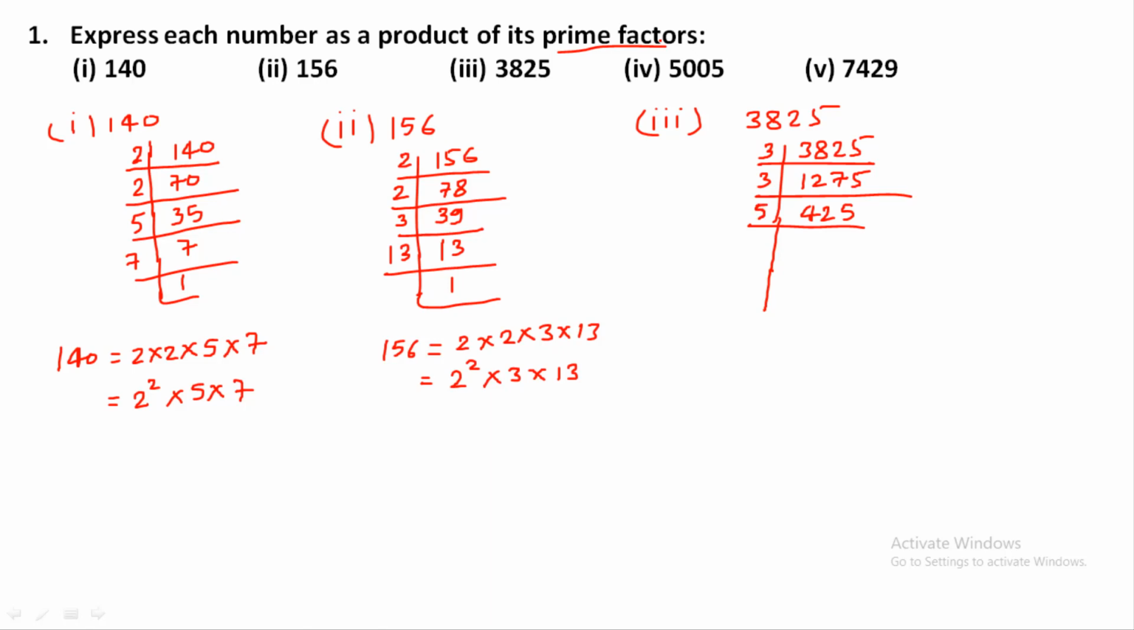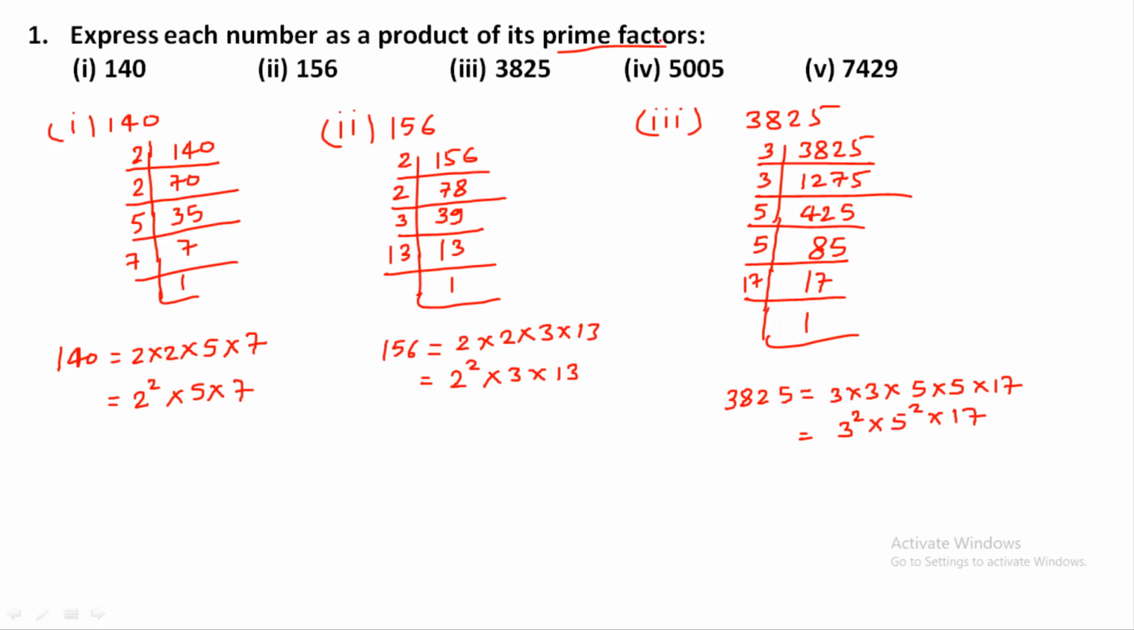अभी हम इसको डिवाइड करेंगे 5 से. So then the answer will be 85. रिजल्ट क्या आएगा 85 आएगा. So now it can be further divided by 5. So we get here 17. So now we divide it by 17. So we get here 1. So 3825 equals to 3 into 3 into 5 into 5 into 17. So then the answer will be 3 squared into 5 squared into 17.